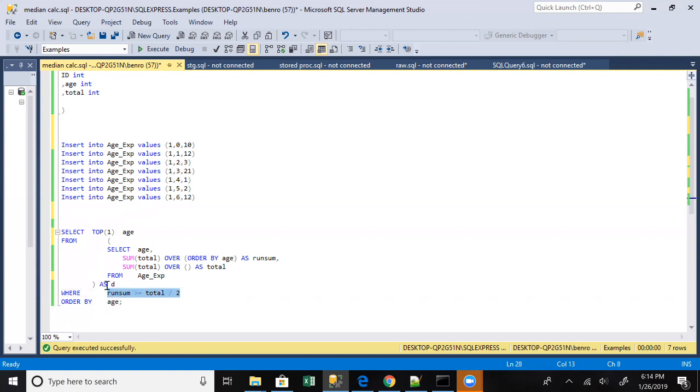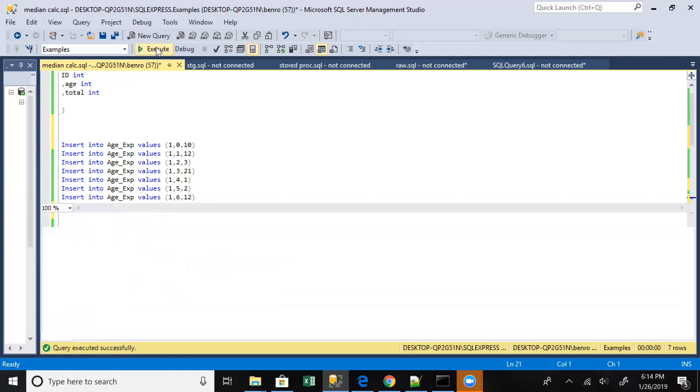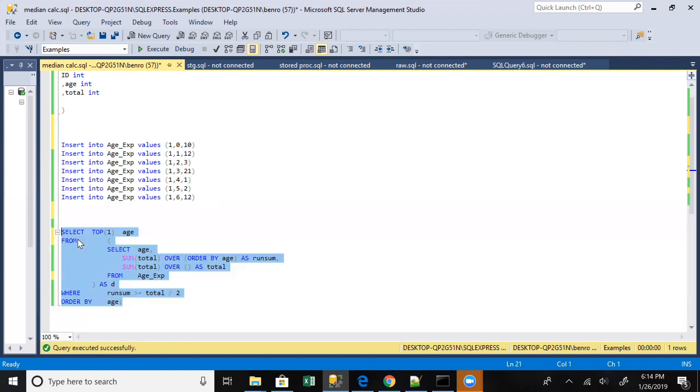this will basically tell you, okay, we want to find wherever the running sum is greater than or equal to the total divided by 2, and then we'll order it by age. And that will give us the right one when we say top one. So this top one will just select the top one. And so when we run this, we'll see we get 3 because 3 is the median. And that's really it. This one was a pretty quick video, and I think this is an elegant solution.